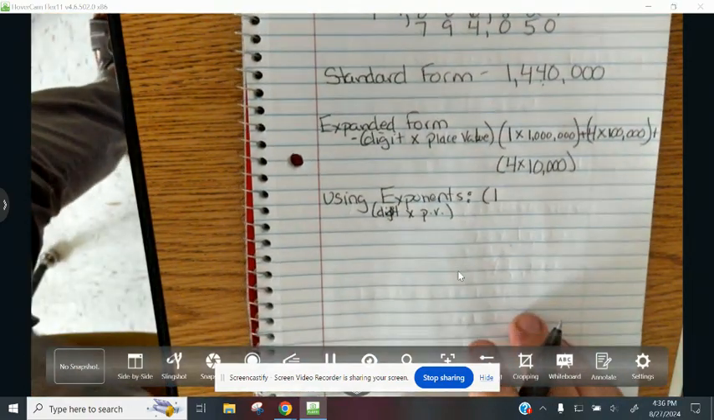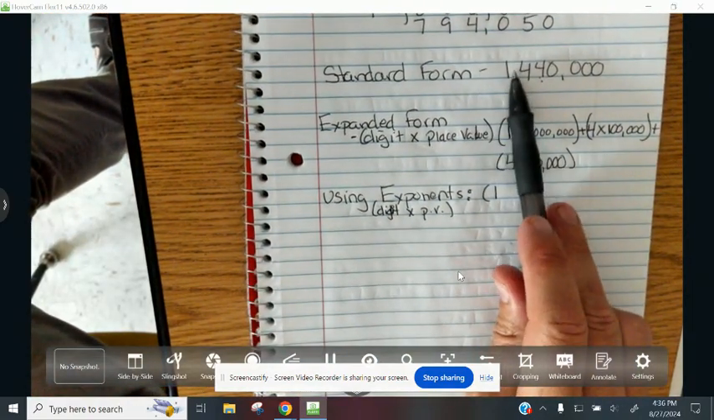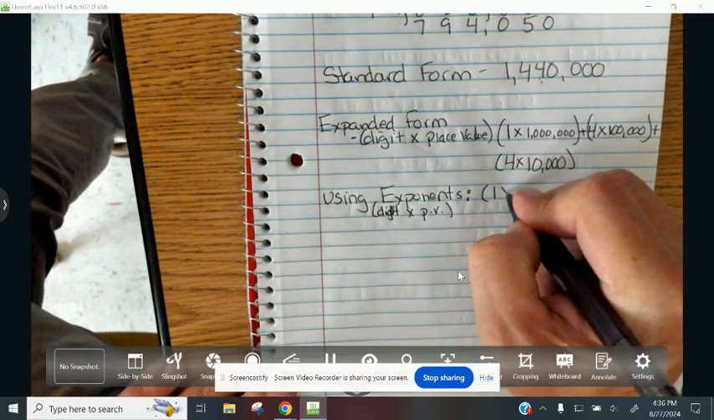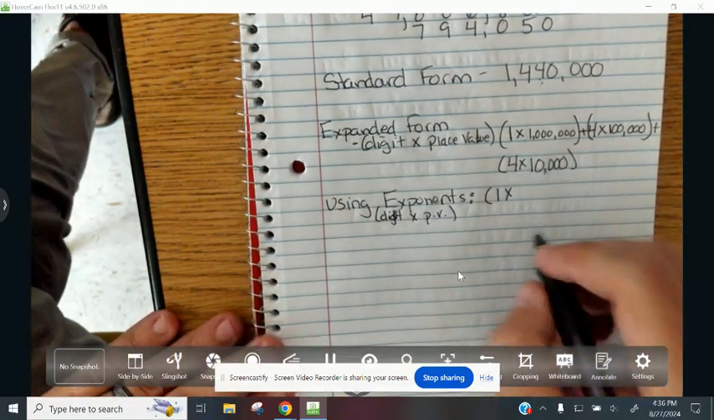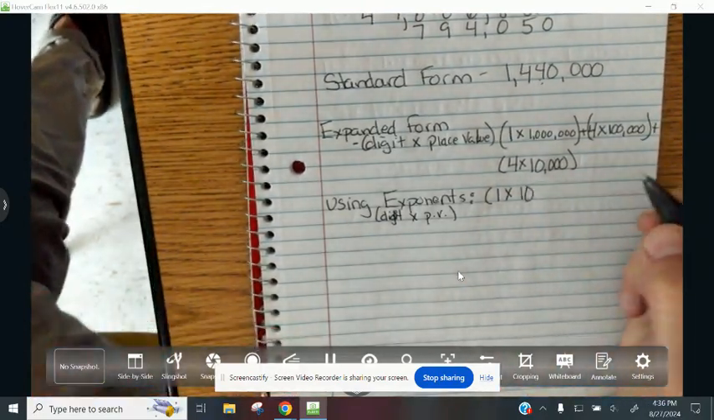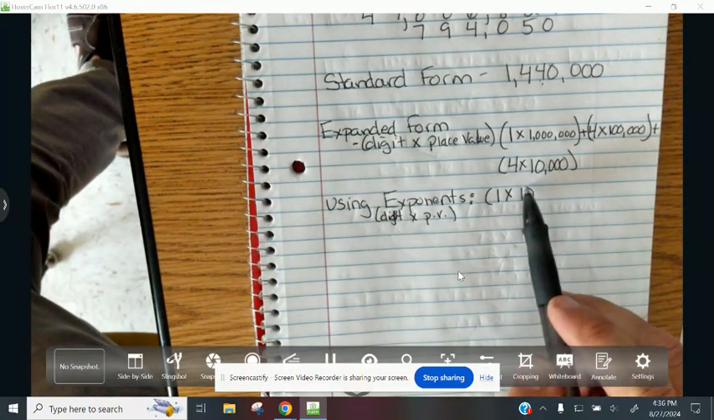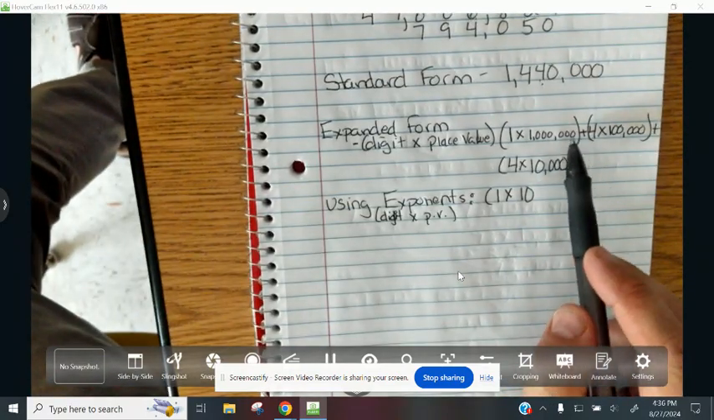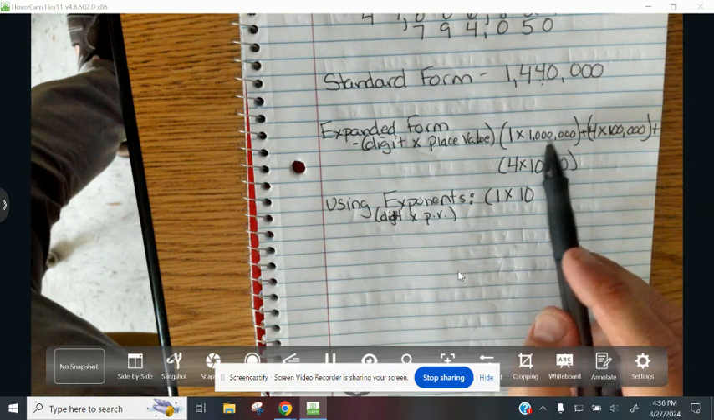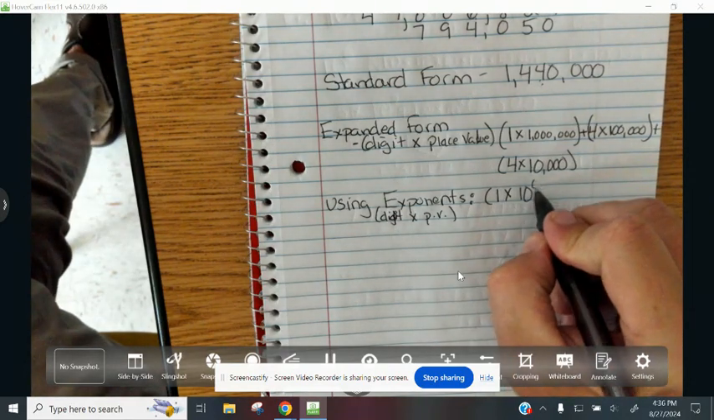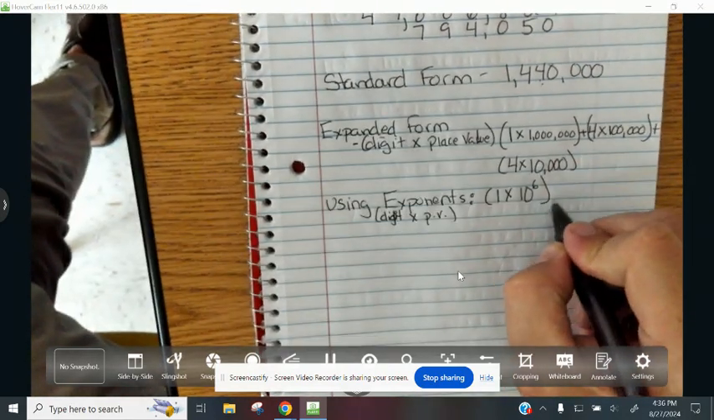We're going to do the same thing. What's the first digit? It's a 1. What place value is it in? The millions. But instead of writing out all those zeros, I'm going to write 10 to the, and who remembers how to do this? What's our exponent? It's how many zeros there are. 1, 2, 3, 4, 5, 6. So it's 10 to the 6th power.